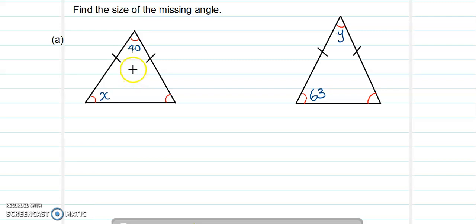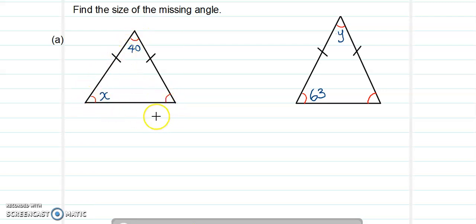And in every triangle, the sum of the angles must be equal to 180 degrees. Since this is an isosceles triangle, we note that in an isosceles triangle the two opposite sides are equal. Since the two sides are equal, the base angles must also be equal.